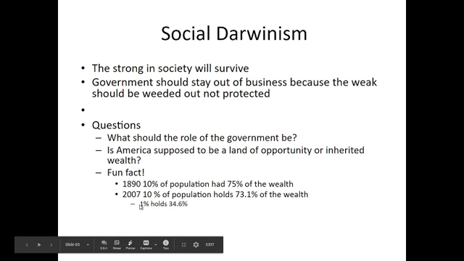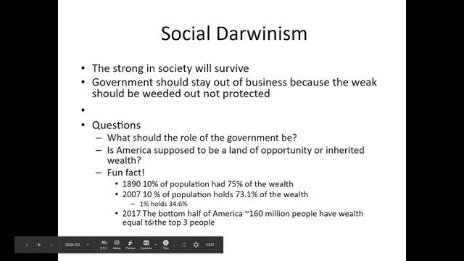So in 2007, 1% of the population held a third of the wealth in the U.S. And if you look at 2017, the bottom half of America, the bottom 160 million people, the 160 million poorest people, have as much wealth as the top 3 people in America.